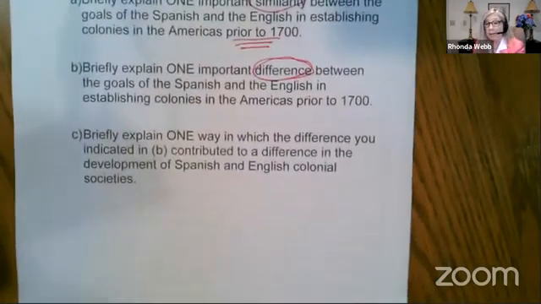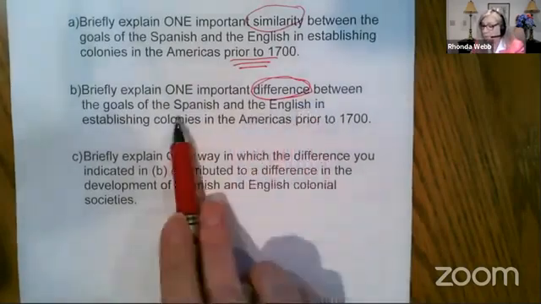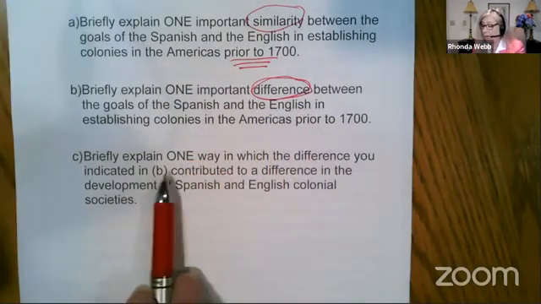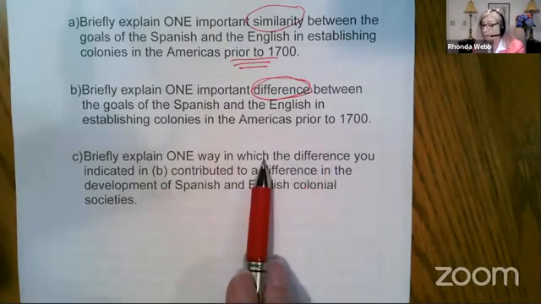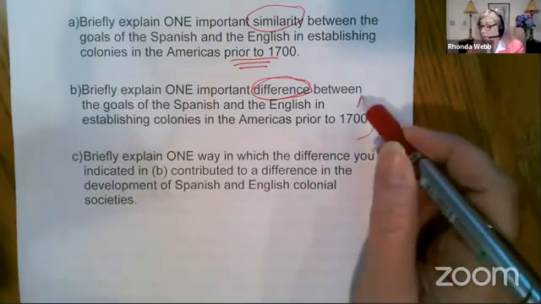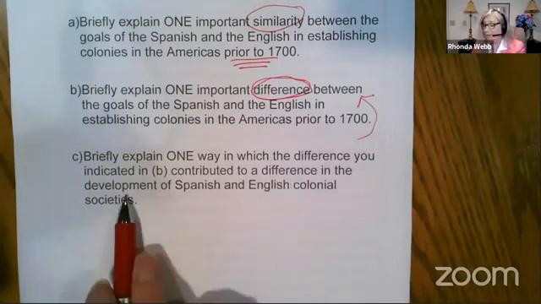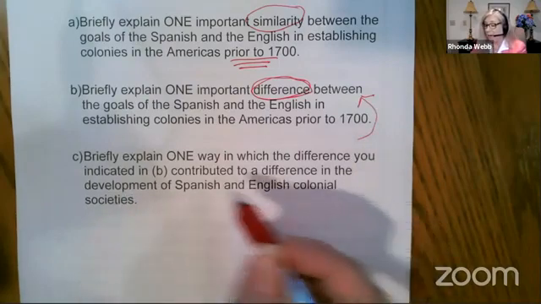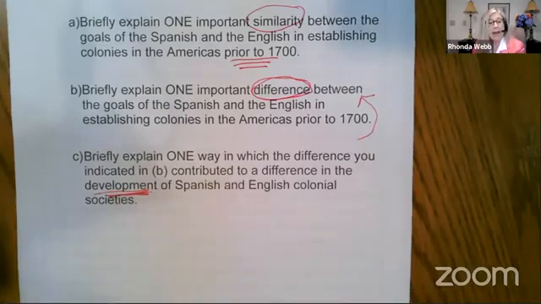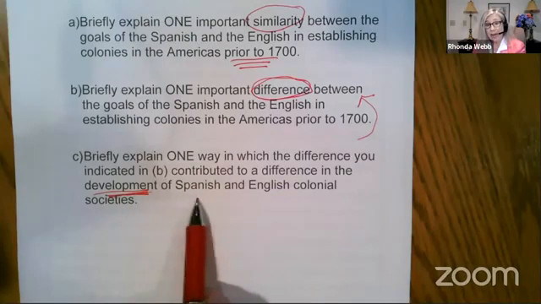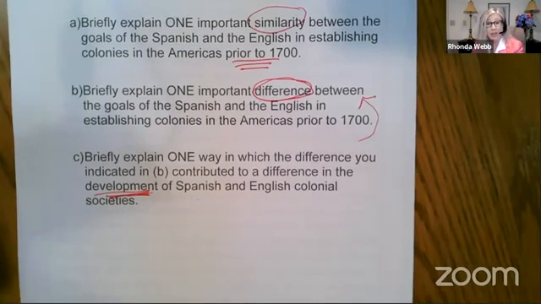And then we want to look at a difference between the Spanish and the English in the Americas prior to 1700. And then one way in which the difference you indicated, so whatever the difference is that you've indicated up here, how does that contribute to a difference in the development of the Spanish and English colonies? So if we're looking at how something developed, wouldn't this be, how does this difference cause a change in how the colonies were set up?